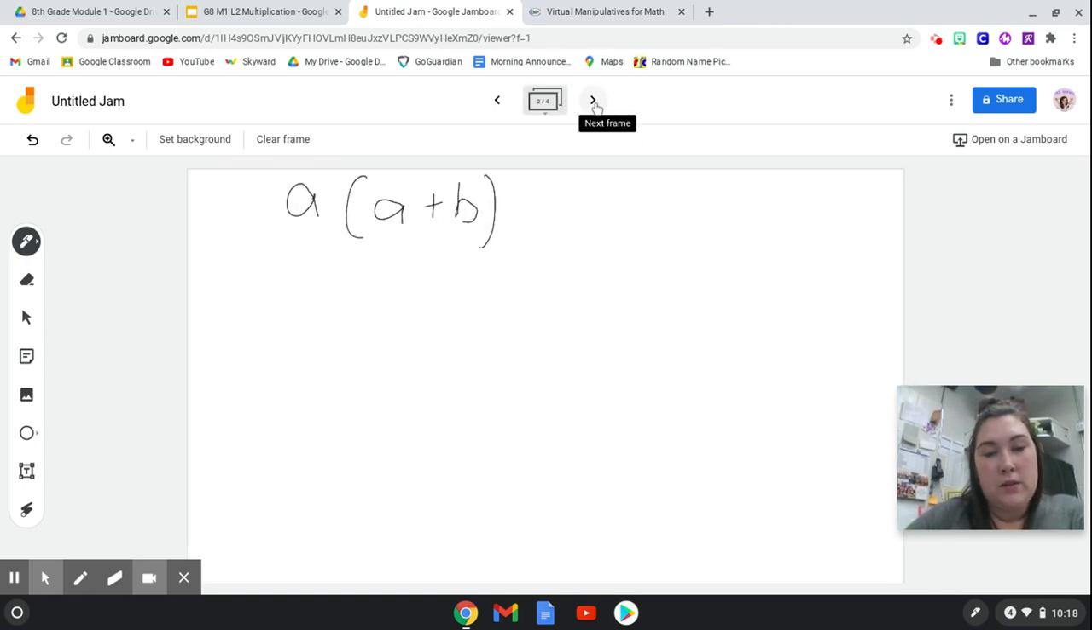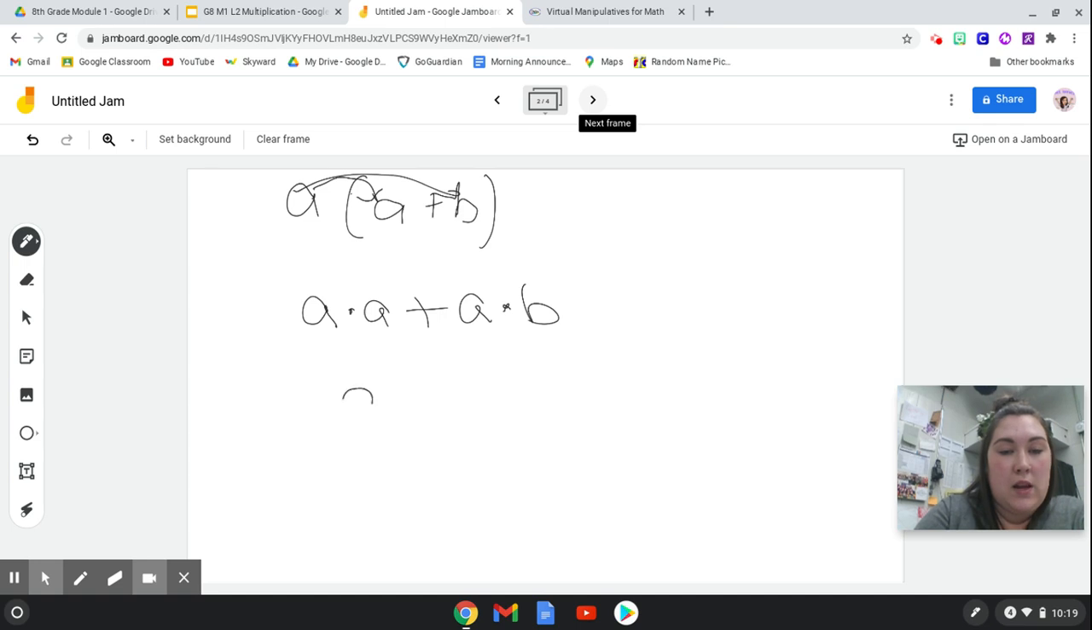Another way to look at it, what if we just had variables? So again, I'm just going to distribute. My a is going to go to both numbers. So a times a plus a times b. So I have a to the second power plus ab. That one's a little confusing. There is another way you can set it up.